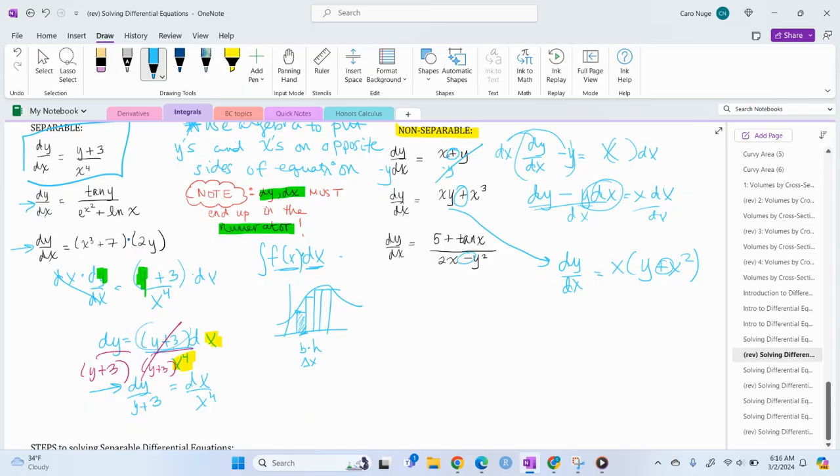Again, if you have adding or subtracting between x's and y's, it's going to be hard to separate. You can still solve these. There are methods to solve non-separable equations. We're just not going to do them.